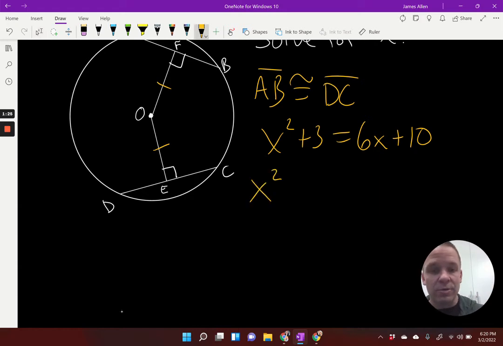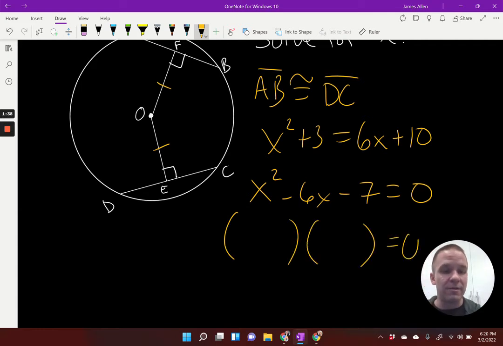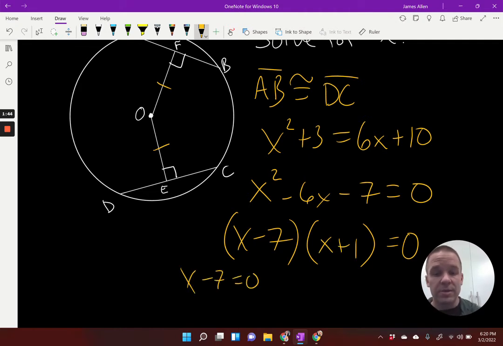So I'm going to have x squared minus 6x minus 7 equals 0. I subtracted 6x from both sides. I subtracted 10 from both sides. Now, what multiplies to negative 7 and adds to negative 6? Well, that would be x minus 7 and x plus 1. So if I set each factor equal to 0 and solve, I'll get x equals 7 and x equals negative 1.